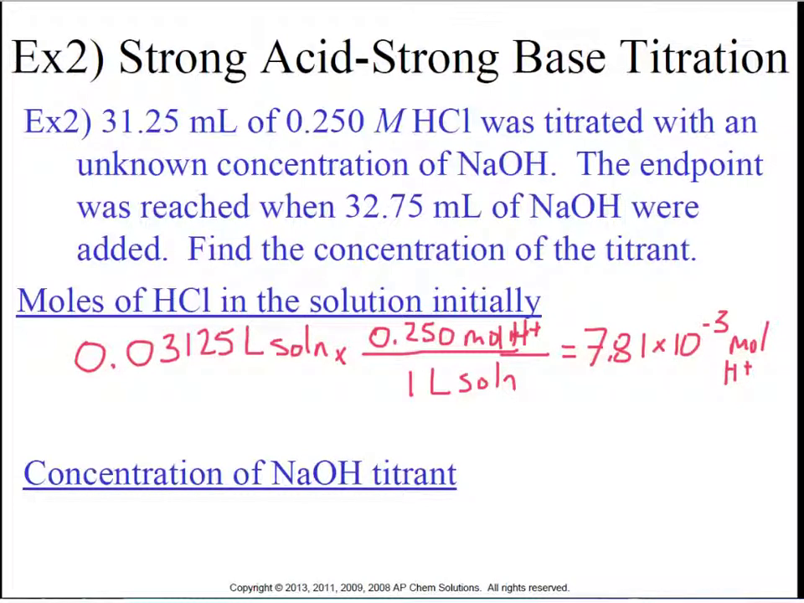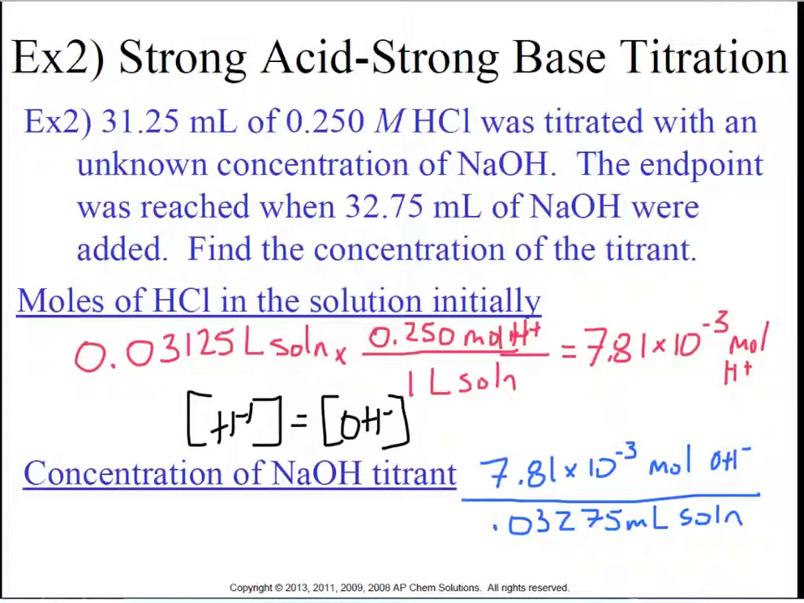So originally in our sample, our known sample, we have 7.81 times 10 to the negative third moles of H+. So we know what that amount is, and since we're going to the equivalence point, the end point, this is a strong acid, strong base, we know that at that point, the amount of H+ has to be equal to the amount of OH-. So then that means after 32.75 milliliters of sodium hydroxide had been added, the H+ now equals the OH-, which means in that sample right there, there had to have been that many hydroxides. So if we added 7.81 times 10 to the negative third moles of H+, we had that many moles of OH- at the equivalence point.